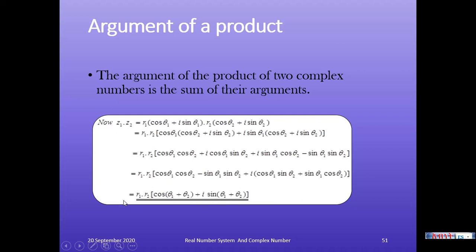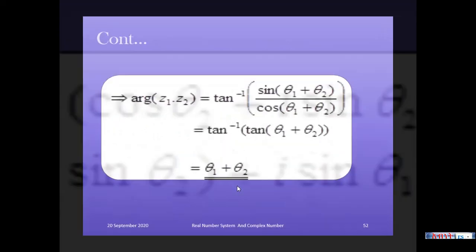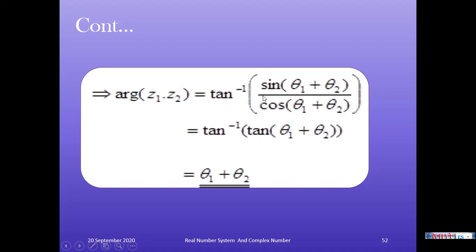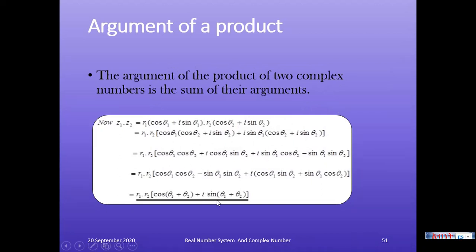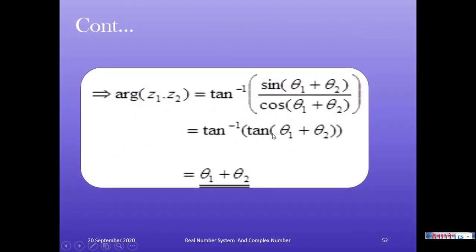The argument of z3 will be tan inverse of sine of theta plus theta 2 over cos of theta plus theta 2, because now I consider this as y and this as x. So the tan inverse of tan of this will be theta plus theta 2. So the argument of z1 times z2 will be the sum of the two angles.